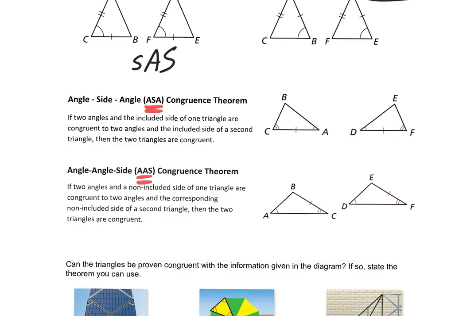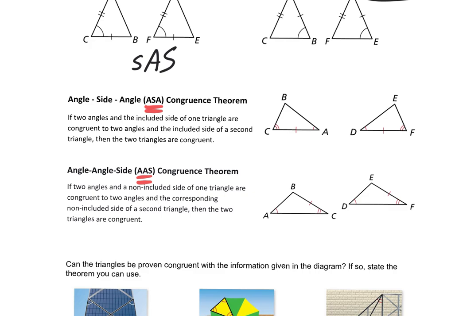Okay, and if you follow the path here, once again, we have an angle, we have a side, we have an angle. You're just following it in order, okay? And it doesn't matter what triangle you go to, but they have to be in that order. The side has to be between the two angles. We call that the included side.